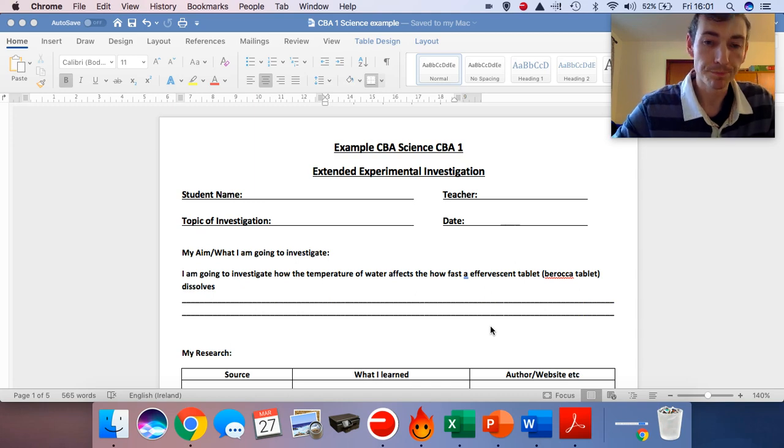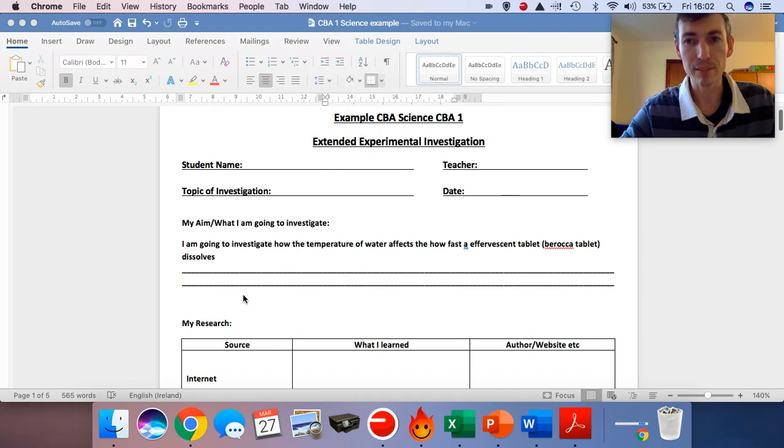Okay, hello there. Some of you have been having a bit of trouble with your CBA and what is expected of you. Right then, I have filled out this template, which you already have, to show you what is expected of your CBA. So I've filled out my aim.